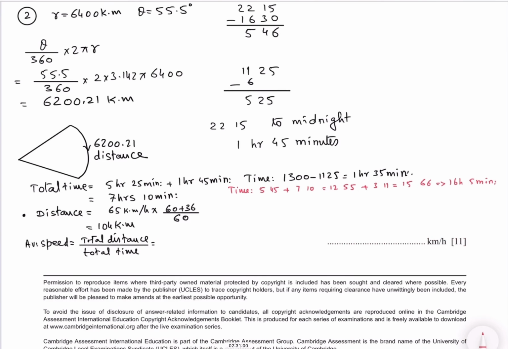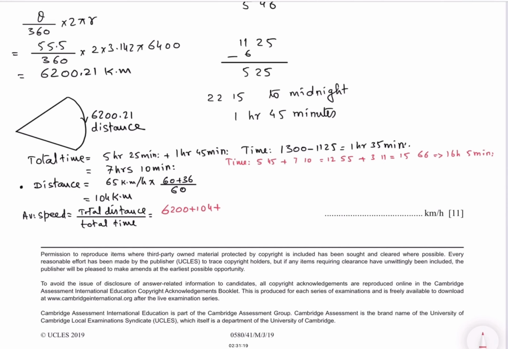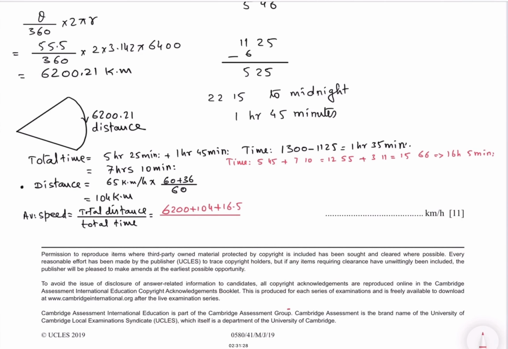And now 6200 plus 104 plus 16.5 divided by 16.5, and that is equal to 393 kilometer per hour.